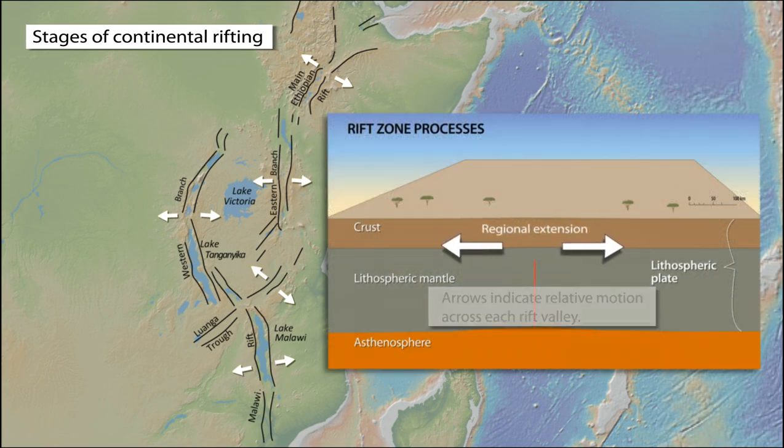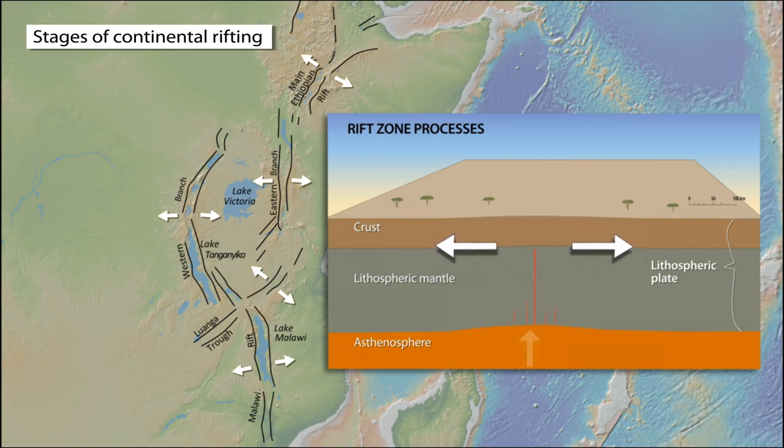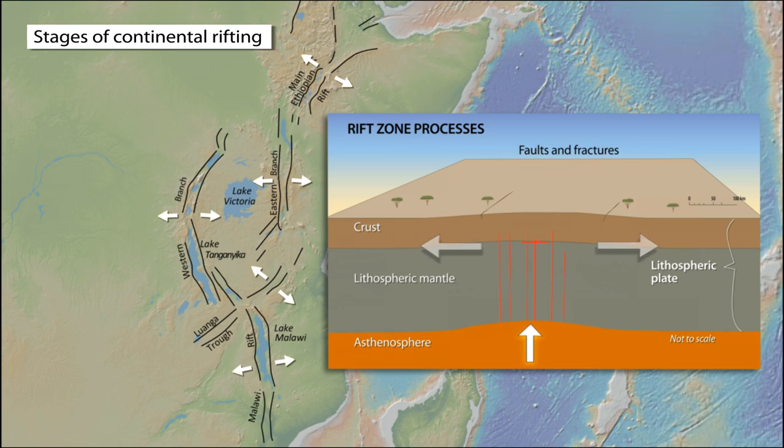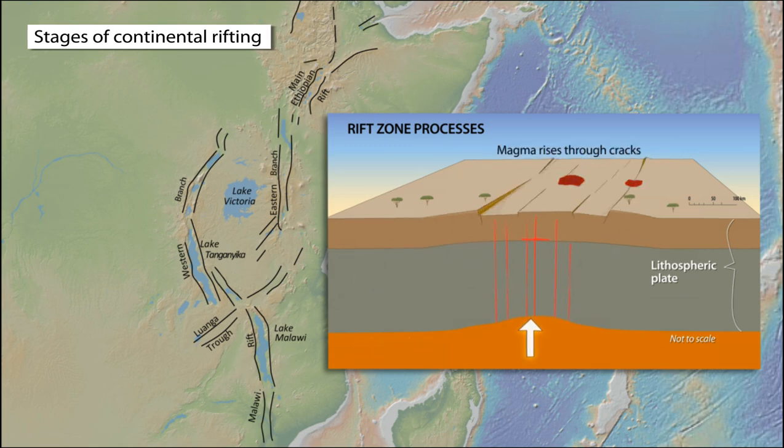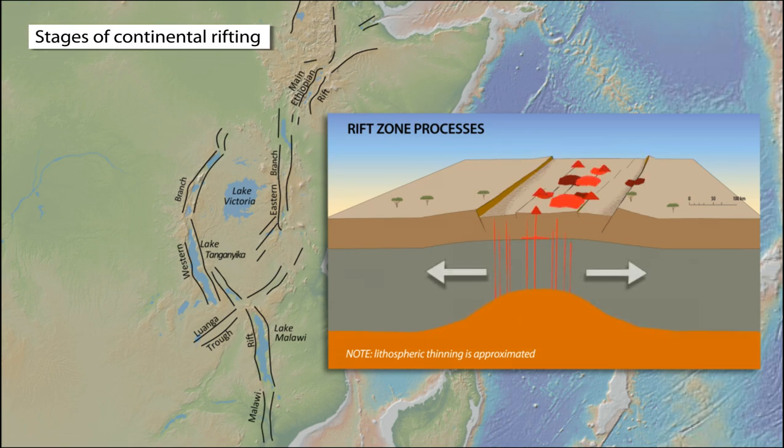Rift zones form during extension of the lithosphere. As the lithosphere rises and thins, magma rises towards the surface. Faults break the brittle crust, and horst and graben structures form. Volcanoes dot the rift valleys.